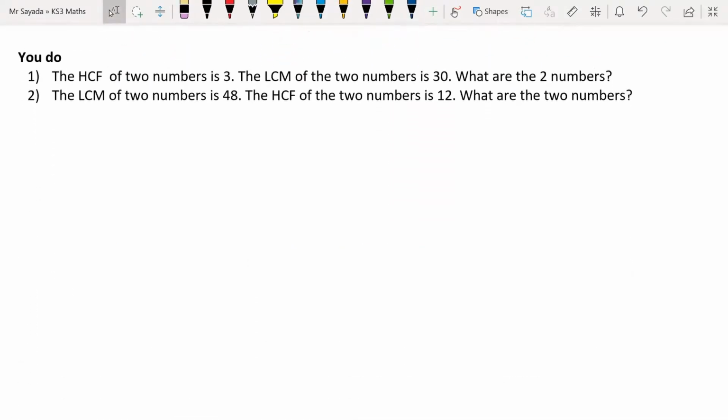You should now be in a position to do these 2 examples yourself. Please do these 2 questions in your exercise book. Pause the video while you do that and press play once you're done.